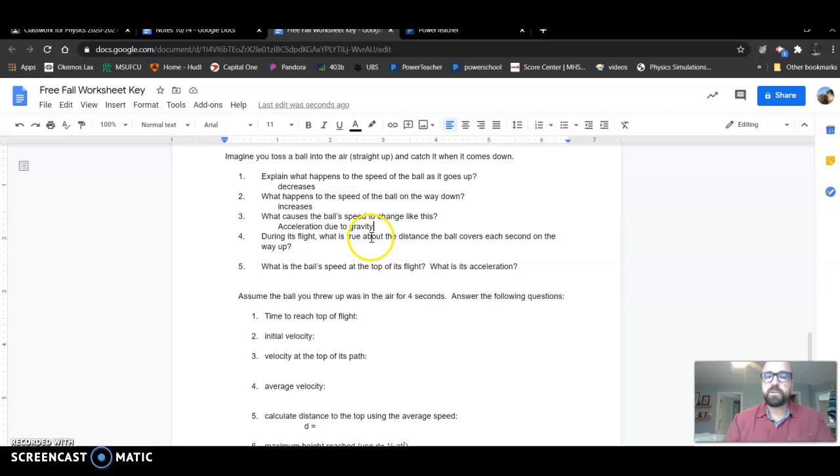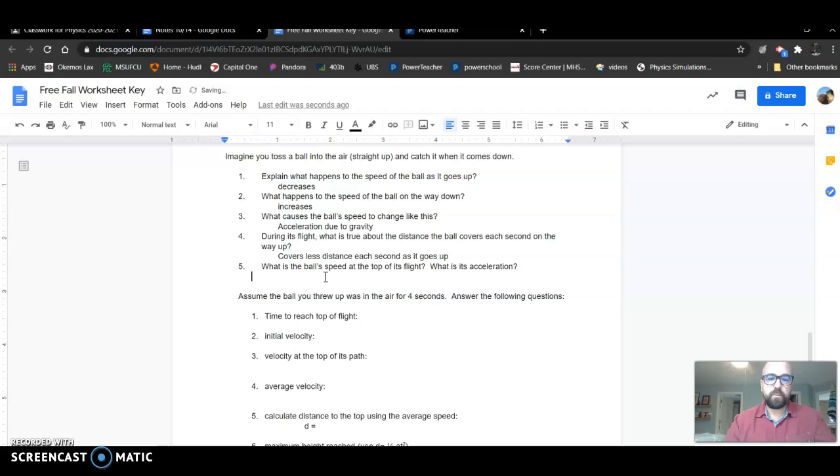Then, during its flight, what's true about the distance the ball covers each second on the way up? Some of you, I think, just didn't read this correctly. We're just talking about the way up, and the ball is going to slow down, so it's going to cover a relatively big distance at the beginning, and then that distance gets smaller and smaller as it slows down. So it covers less distance each second as it goes up, and that's because it's slowing down.